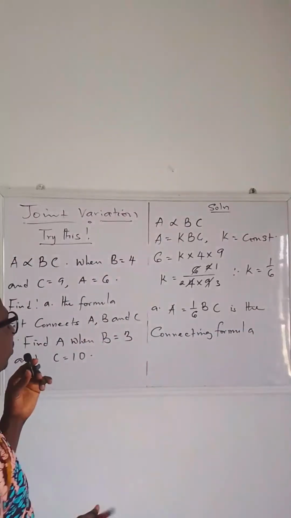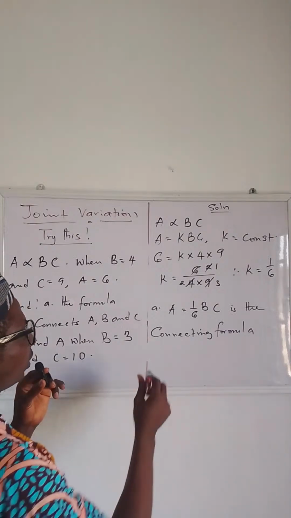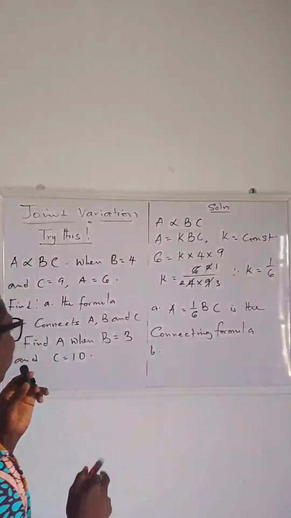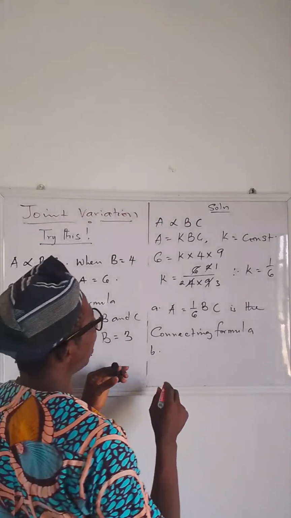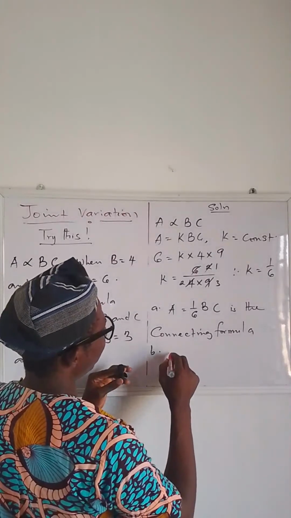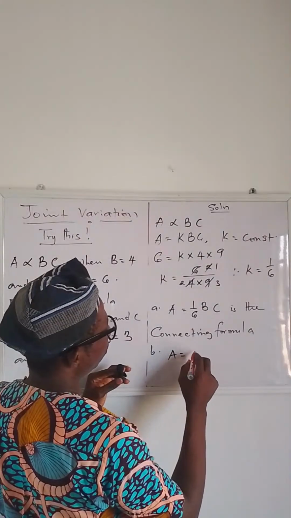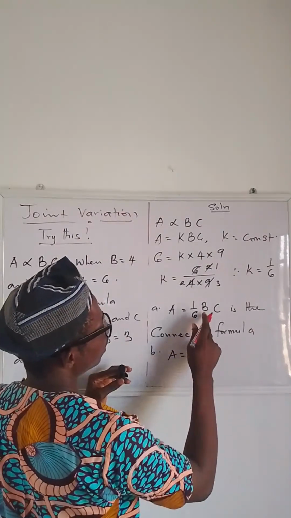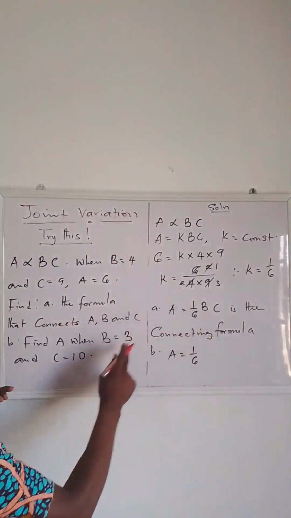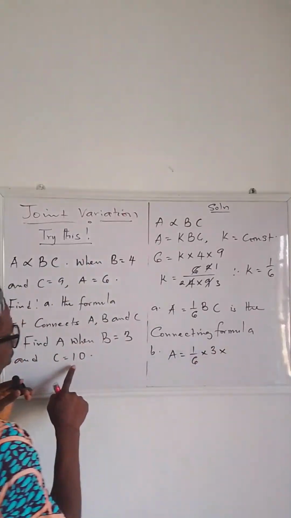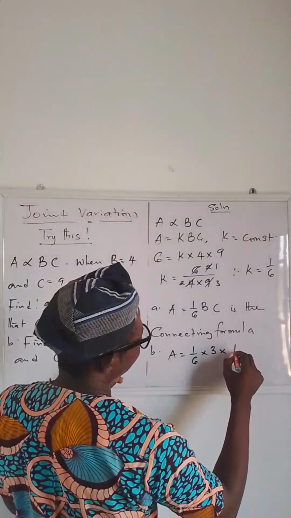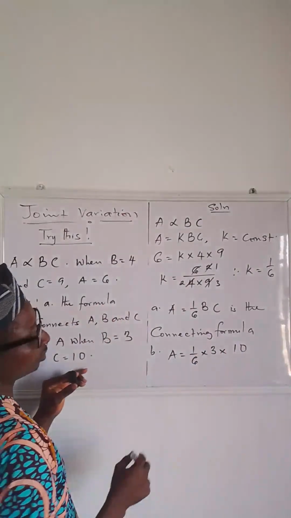Okay, that's the connecting formula. Now, the B part of the question: you have to find A when B is 3 and C is 10. So you have A equals 1/6. Let's plug in the value of B. That is 3 times 3 times, what is the value of C? 10. We have 10.